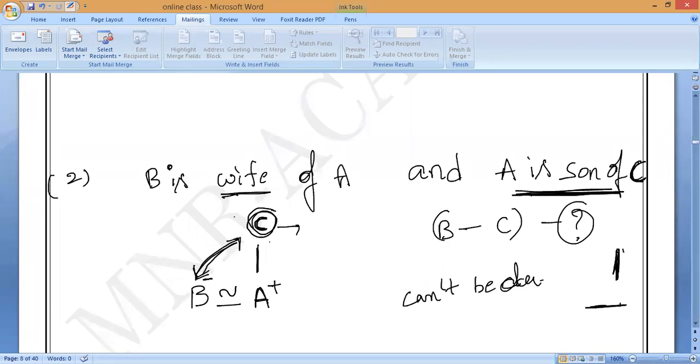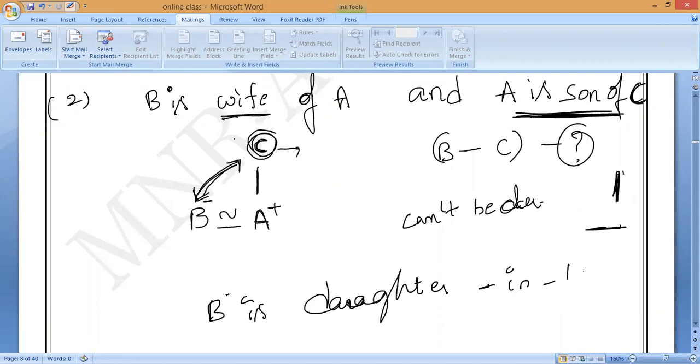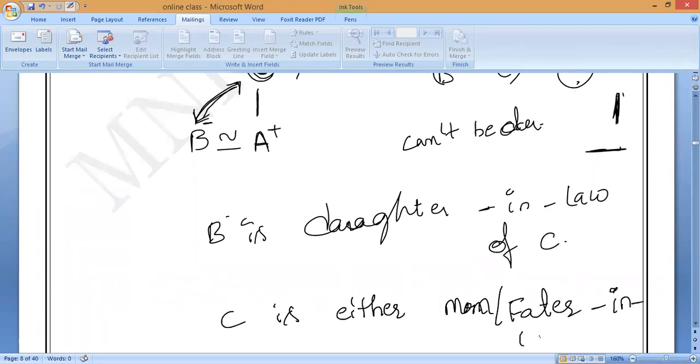B is the daughter-in-law of C, correct? And C is either mother-in-law or father-in-law. We don't know the gender, correct? Either mother-in-law or father-in-law. Law of whom? B. Do you understand this one? Yes, ma'am. Okay.